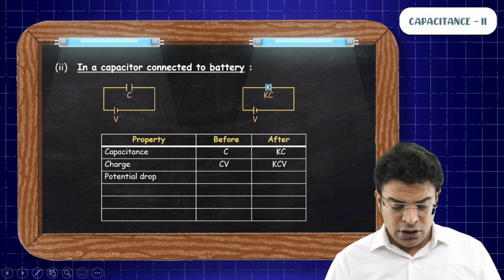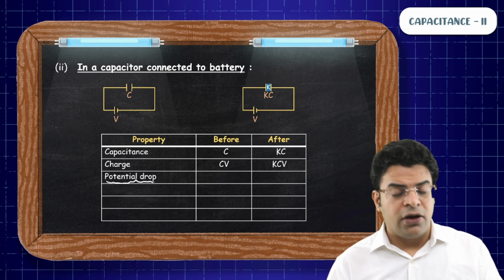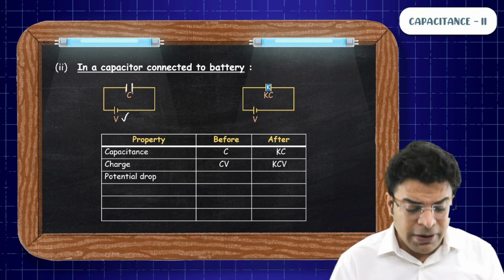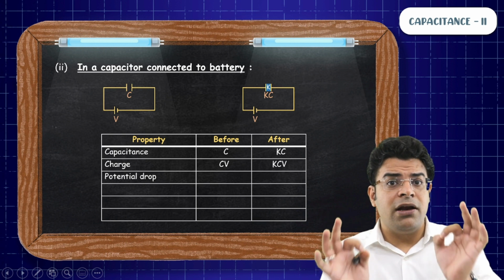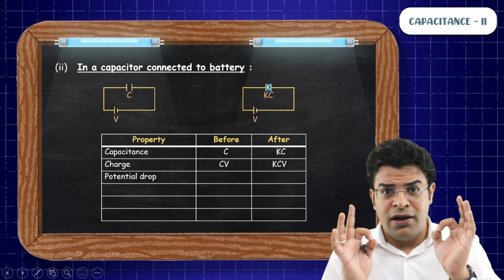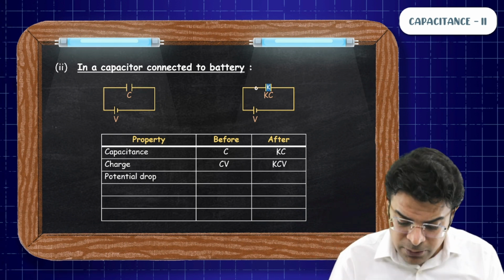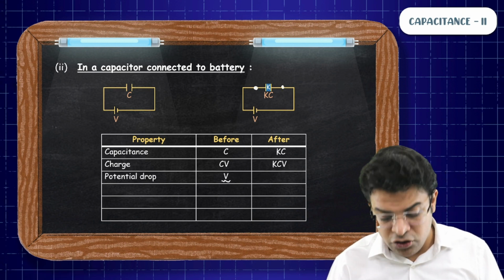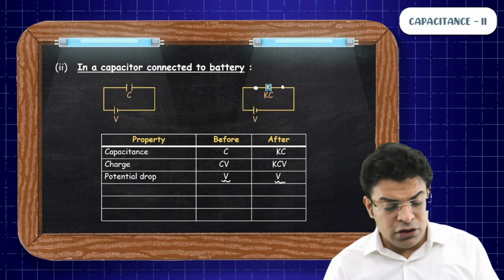The next point, what happens to the potential drop across the plates of the capacitor? You have connected the capacitor to a battery. The battery will maintain a potential drop V across its terminals. So the same will be the potential drop across the plates of the capacitor. So if the original potential drop was V, the new potential drop will also be V.